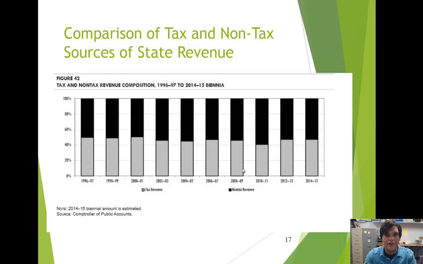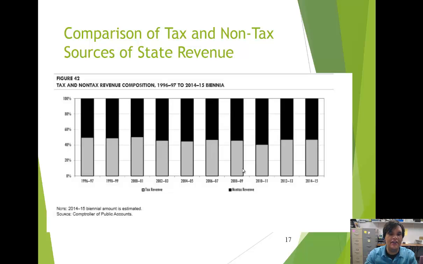Comparison, I apologize once again if this graph doesn't show up that great on your end of the video here. It doesn't show up that well on my end of the video either. But this is just a comparison of tax and non-tax sources of state revenue. Tax sources of revenue include taxes, like I said, property tax, sales tax, and those sorts of things where the state gets the money from taxes. Non-tax sources of state revenue would be things like federal grants and money from elsewhere.